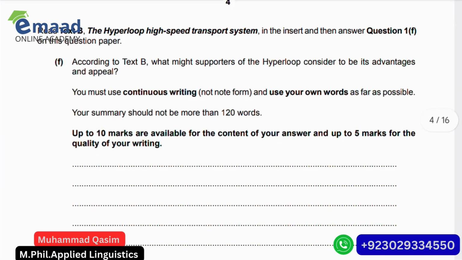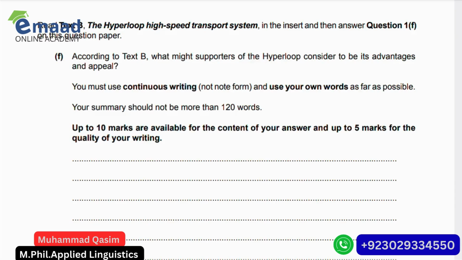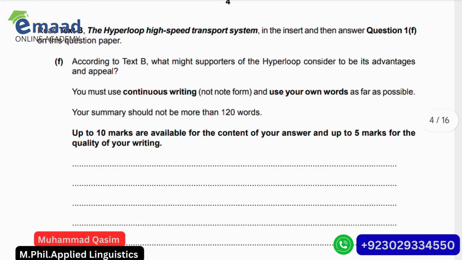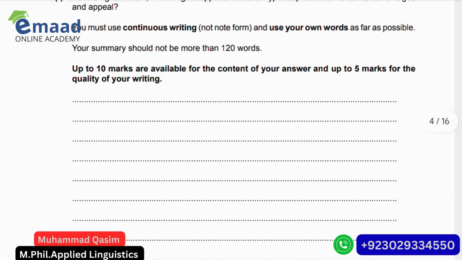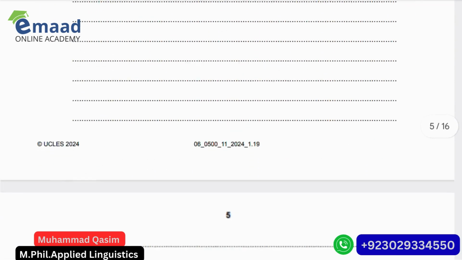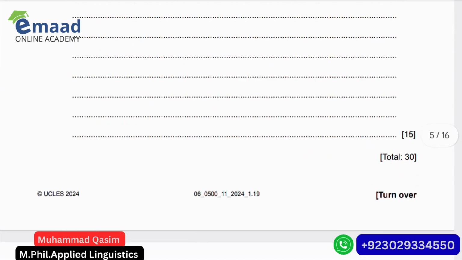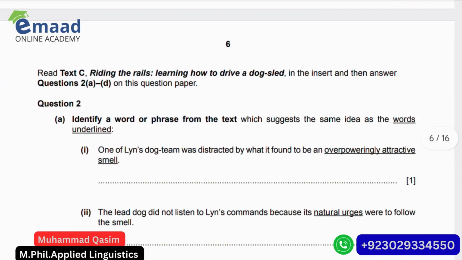You have to read text B, and then you have to tell what supporters of the hyperloop might consider to be its advantages and appeal. So you have to extract these things in your summary. You have to focus on these aspects of the text where they talked about these things. It will be continuous writing. You will have to use 120 words. You can pause the video if you want to understand the question rubric properly in detail. So the total for question number 1 is 30 marks, 15 for summary and 15 for comprehension questions.